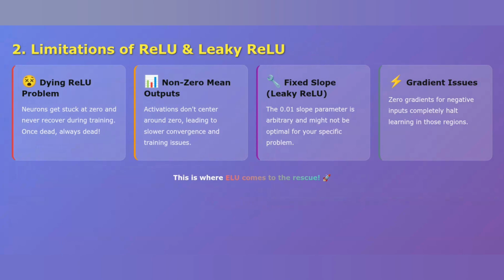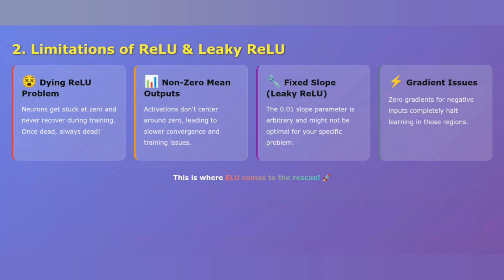Leaky ReLU tried to fix this by allowing a small slope for negative values, typically 0.01. This helps, but it introduces a hyperparameter to tune, and that small constant slope might not be optimal for all situations. Both ReLU and leaky ReLU also don't push the mean activations towards 0, which can slow down learning.